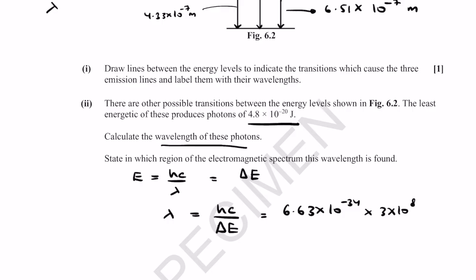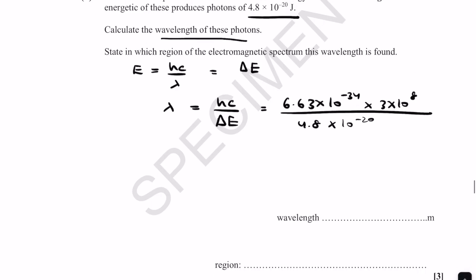That's that, times 10 to the minus 20, and I end up getting 4.14 times 10 to the minus 6 meters. The region is very close to visible, but visible is 10 to the minus 7 rather than 10 to the minus 6, so it's going to be infrared. It's worth remembering the wavelengths, or the rough order, or rather the ranges. That would be good.